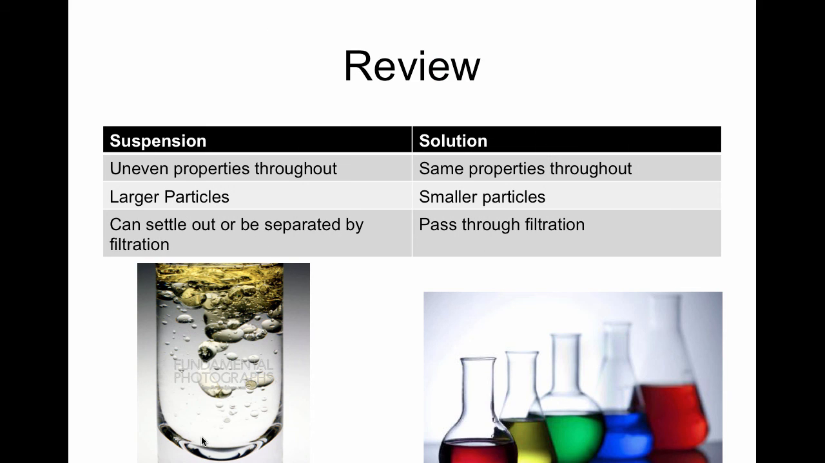So a review of solution and suspension. A suspension has uneven particles throughout. The particles are larger and easier to see, and they can settle out or be filtered out by filtration. A great example of a suspension is chocolate milk. I know milk is a colloid, but the chocolate in the milk, if you leave chocolate milk to sit on the counter for a long period of time, then the chocolate will settle to the bottom of the glass, and you have to shake it or stir it back up in order to get the chocolate back in the milk, because chocolate milk is a suspension.